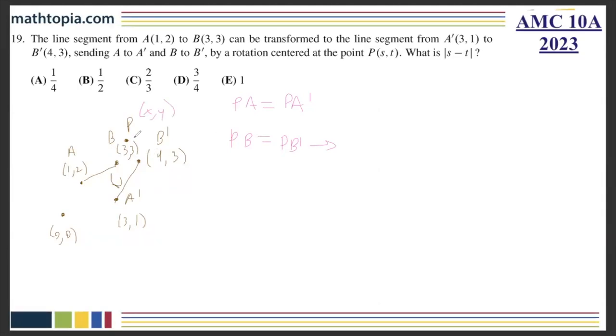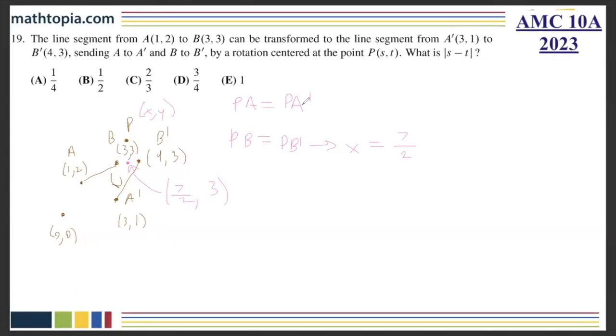So PB equals PB prime. The perpendicular bisector is perpendicular to the segment connecting (3, 3) and (4, 3). Those two points, B and B prime, are both at y position 3, so the line connecting them is completely horizontal, which means the perpendicular bisector of BB prime is completely vertical. It passes through the midpoint of BB prime, which is (7/2, 3). Since it's vertical, the x value won't change, so the perpendicular bisector has the formula x equals 7/2.